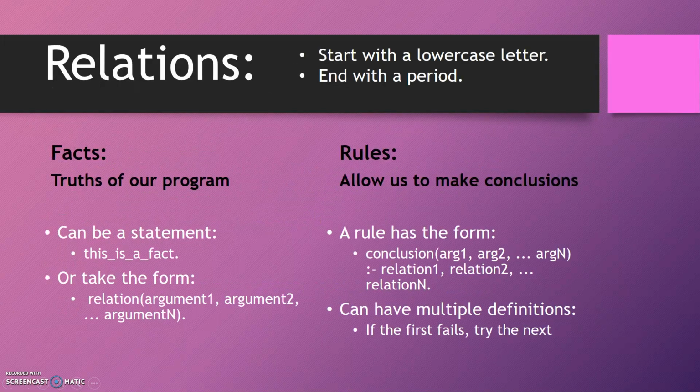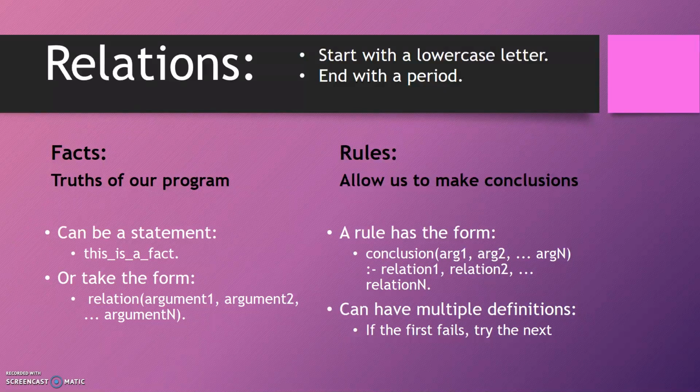As Will said, relations are broken up into two categories, facts and rules, both of which start with a lowercase letter and end with a period. Facts are the truths of our program. They can be simple statements like this is a fact, or they can take another form of a relation with arguments in parentheses. The rules allow us to make conclusions. Often they relate back to the facts. A rule has a form of conclusion with arguments in parentheses with a colon and a hyphen. Everything before the colon is the head. Everything after the hyphen is the body.